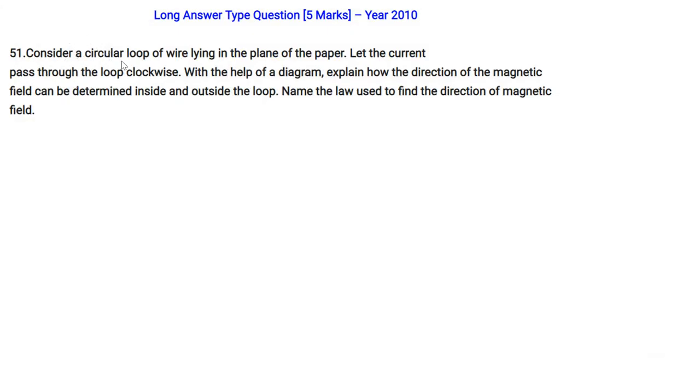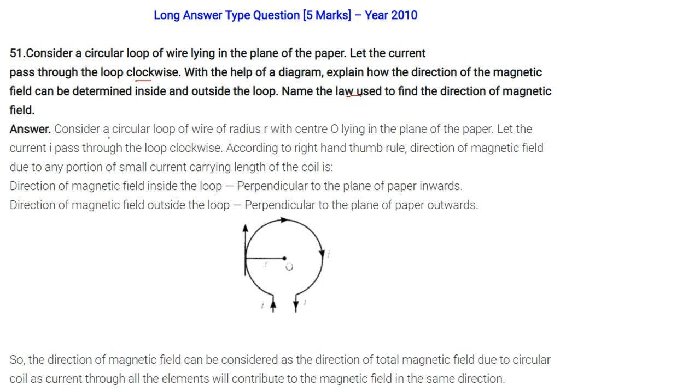Consider a circular loop of wire lying in the plane of the paper. Let the current pass through the loop clockwise. With the help of the diagram, explain how the direction of magnetic field can be determined inside and outside the loop. Name the law used to find the direction of magnetic field. So just consider this circular loop of wire. It has a radius r with center O lying in the plane of the paper. Let the current I pass through the loop clockwise.